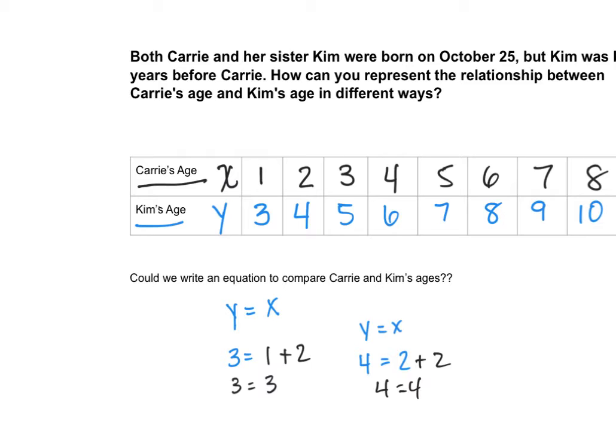Okay, let's try one more. See if this pattern is holding up. Y equals X. Plug in 5 for Y and 3 for X. 5 equals 3. If we add 2, 5 equals 5. So it seems like every single time we're just adding 2 to X. So our equation should be Y equals 2 plus X, or X plus 2. I actually like X plus 2 better.